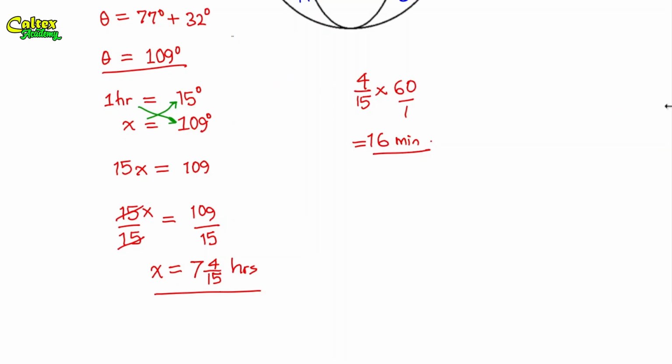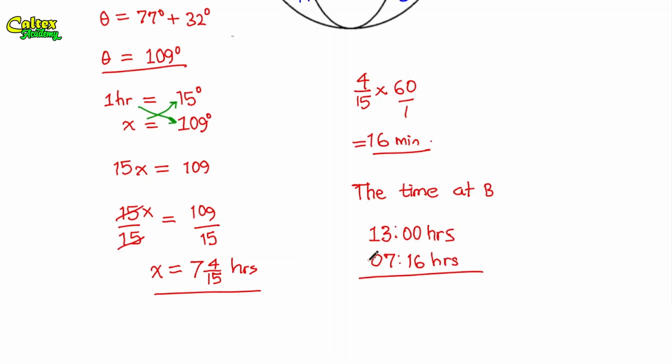The next thing we have to do is add the time, and remember the time at A was 13 hours. So the time at B is calculated by adding the time at A, which was 13 hours, plus the time we've just gotten here, that is 7 hours. And since it's a single digit, we have to add 0 here and bring in the minutes. We have just converted 16 minutes also, so we need to add that because they are more than 1.